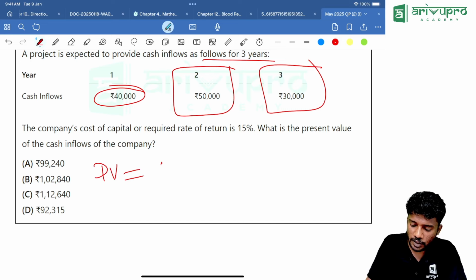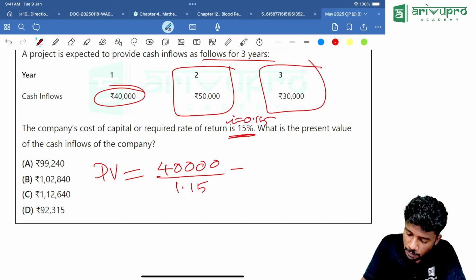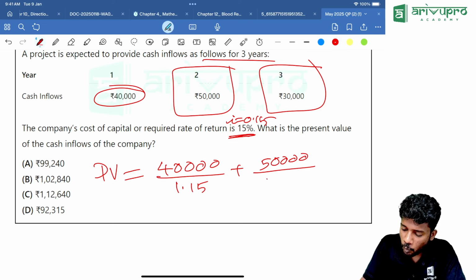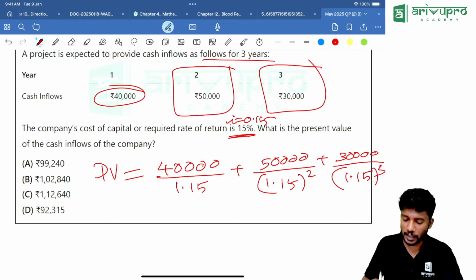The first one, 40,000 divided by how much is the interest value? I is equal to 0.15. That means 1.15, plus second year it is how much? 50,000 divided by 1.15 the whole square. Third year it is how much? 30,000 divided by 1.15 the whole cube. Use M plus, MRC, you will get the answer.